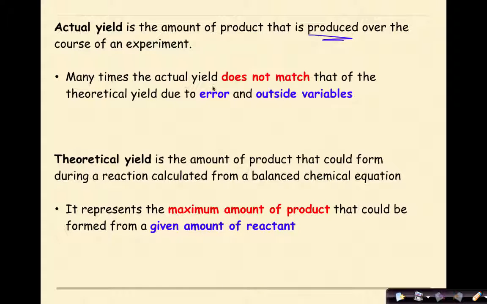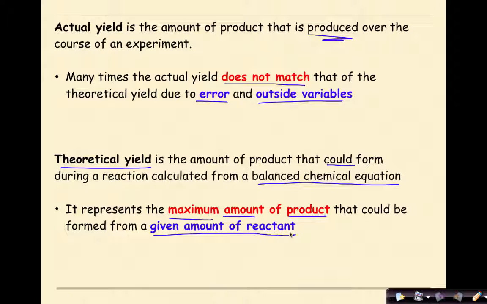Many times, the actual yield does not match that of the theoretical yield due to error and outside variables. Theoretical yield is the amount of product that could form during a reaction calculated from a balanced chemical equation. It represents the maximum amount of product that could be formed from a given amount of reactant.